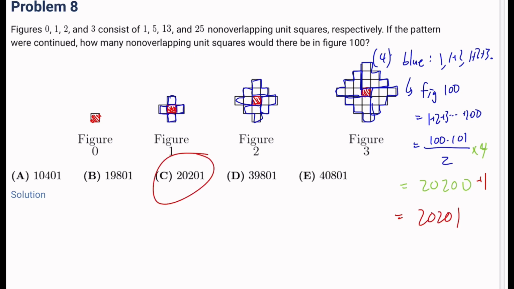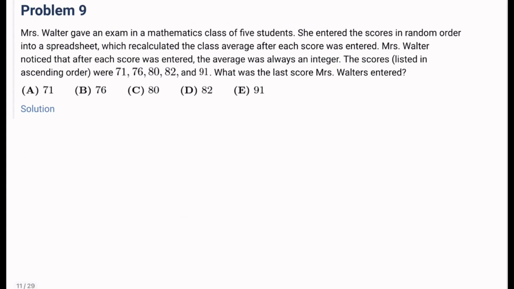The answer is C. Number 9. Mrs. Walter gave an exam in a math class of 5 students. She entered the scores in random order into a spreadsheet, which recalculated the class average after each score was entered. Mrs. Walter noticed that after each score was entered, the average was always an integer. The scores were 71, 76, 80, 82, and 91.